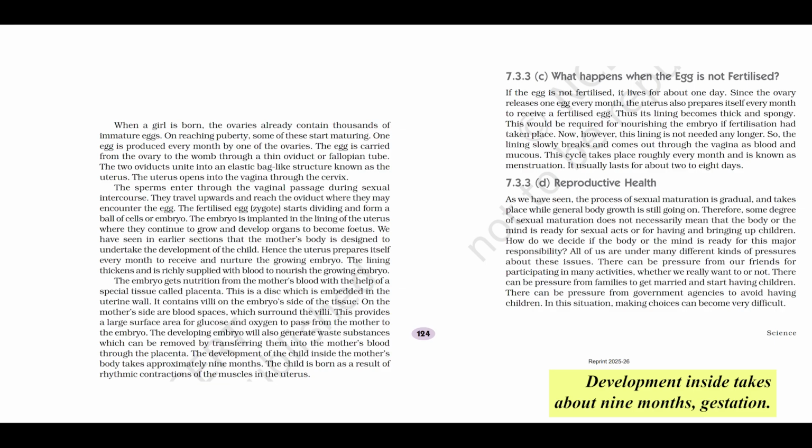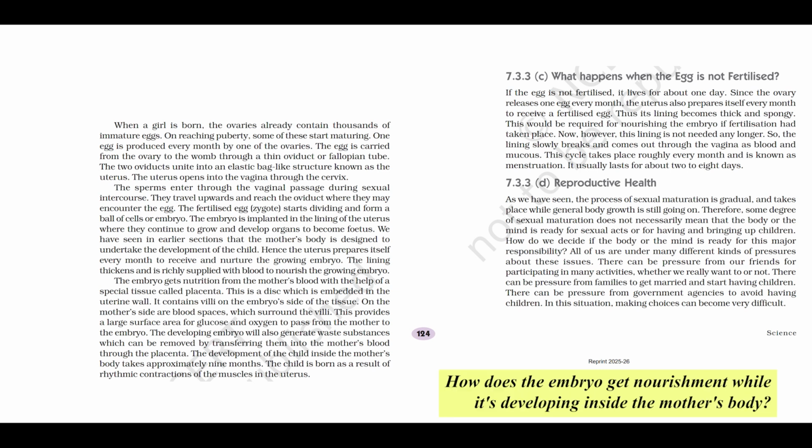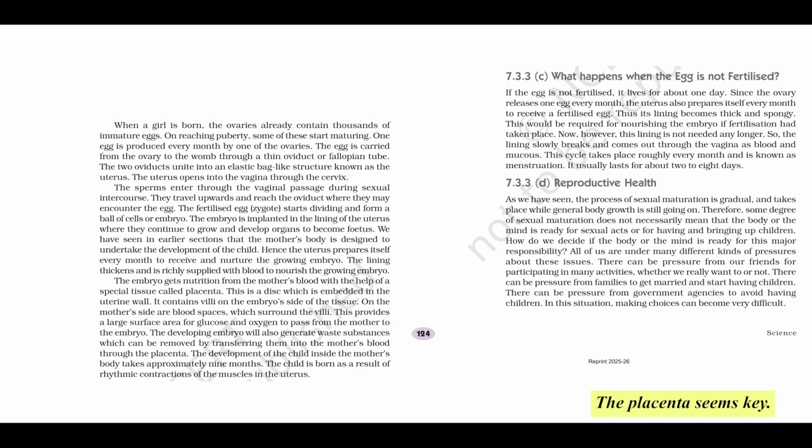Development inside takes about 9 months, gestation. Birth occurs via rhythmic uterine muscle contractions. How does the embryo get nourishment while it's developing inside the mother's body? That placenta seems key. The placenta is absolutely the key.